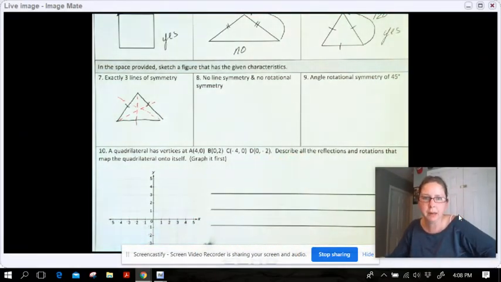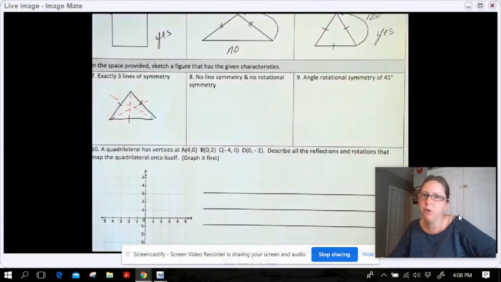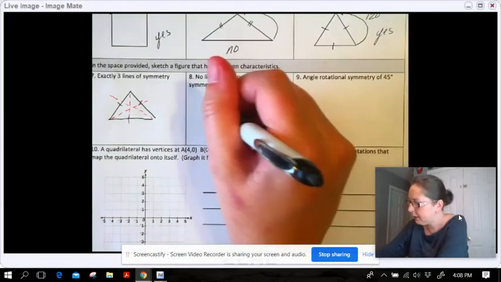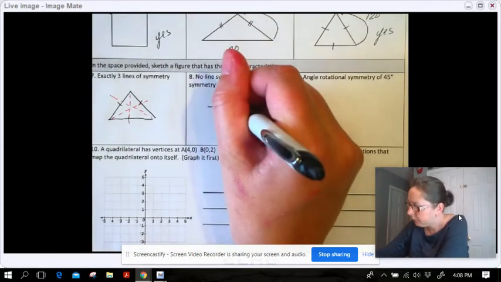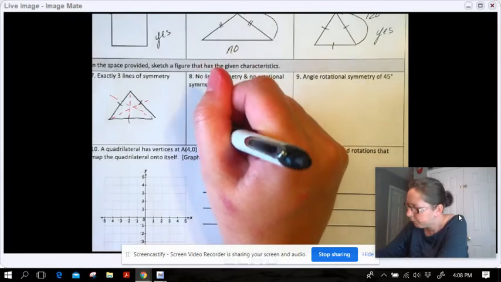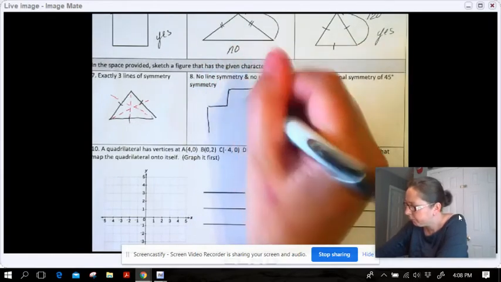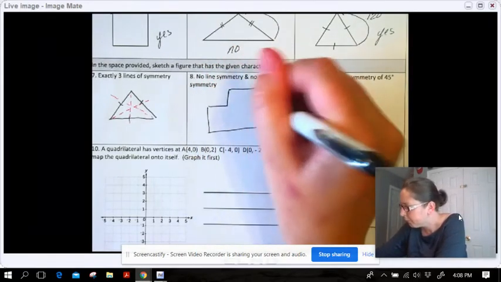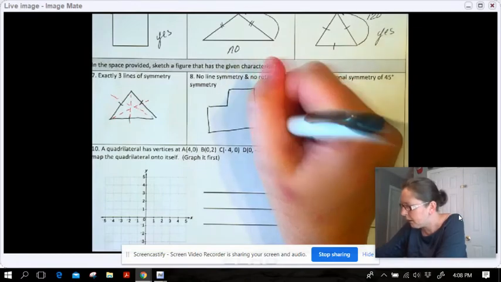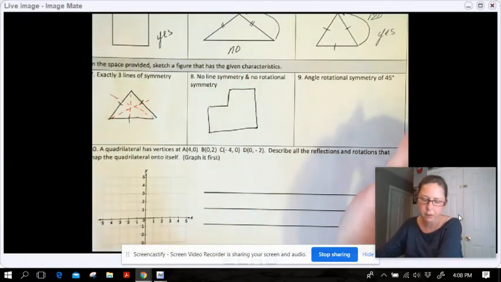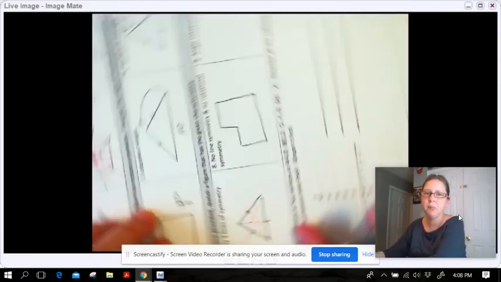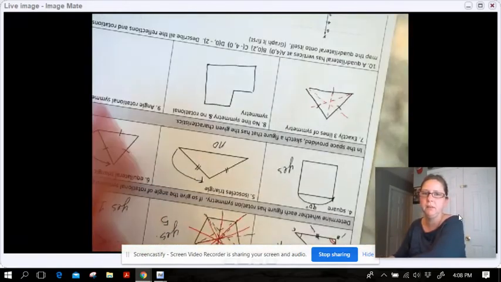Let's do number 8 together, okay? Has no symmetry and no rotational symmetry. So I'm going to draw something kind of crazy. What about that figure? Okay. If you rotate this any which way, it's not going to be exactly the same. It's going to look different every way that you rotate it.